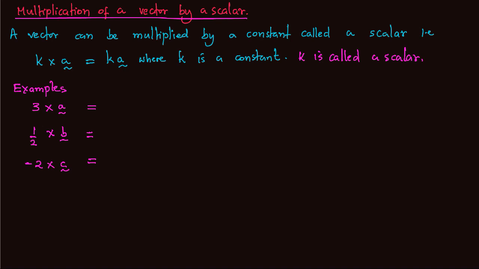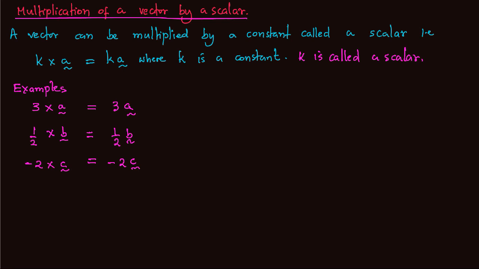Examples include a constant 3 times vector A, and that gives us 3A. A half times vector B, that is a half B. Negative 2 times C, that is negative 2C.